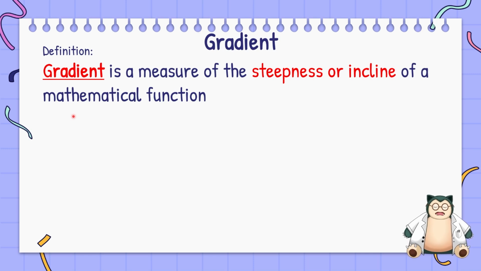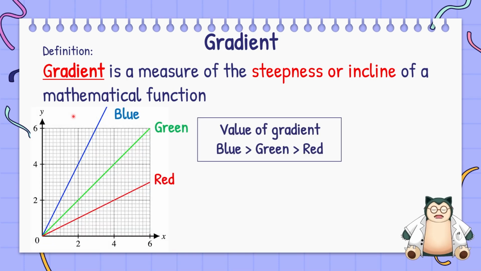Okay, so firstly, what is gradient? A gradient is just a measure of the steepness or the incline of a mathematical graph. So over here we have three graphs: blue, green and red. Based on visually looking at the graph, we can see that the blue has the steepest slope, the most vertical, followed by green and lastly by red. So that is the order of the value of the gradient. It's basically how steep a slope is.